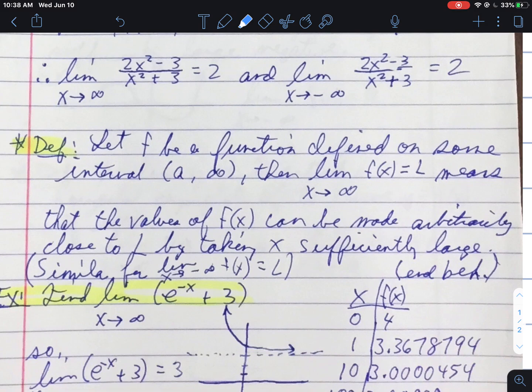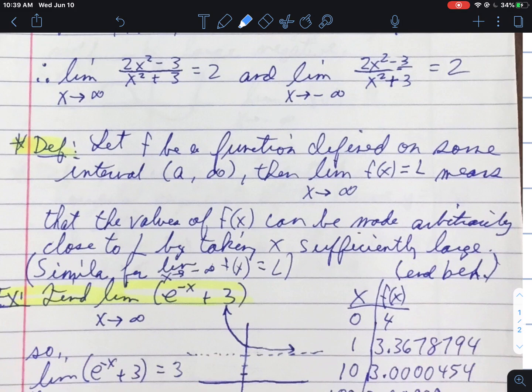We let f be a function defined on some interval, say from a to infinity. Then the limit as x approaches infinity of f of x equals L means that the value of f of x can be made arbitrarily close to L by taking x sufficiently large. And that's kind of similar to the limit definition that we started out with. Remember that whole making f of x arbitrarily close to L by taking x sufficiently close to a. Well, in this case, since x is approaching infinity, we say that we're making x sufficiently large, but the idea is still the same. And of course, there's going to be a similar definition for the limit as x approaches negative infinity, just in the opposite direction.